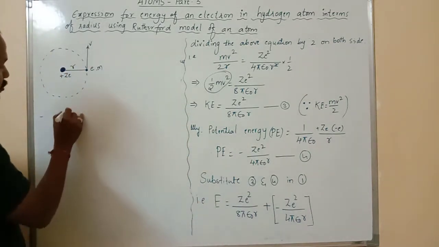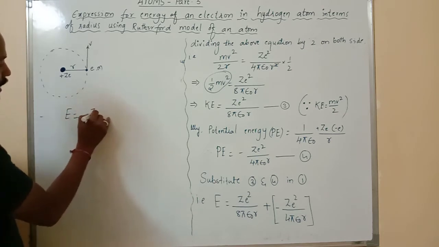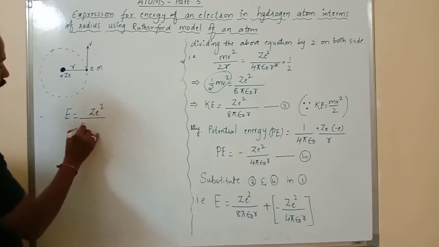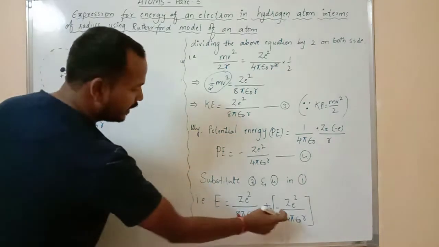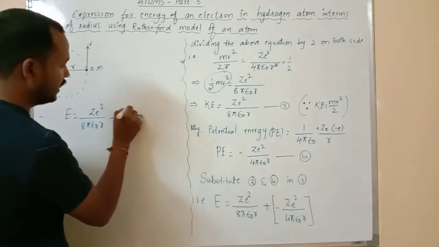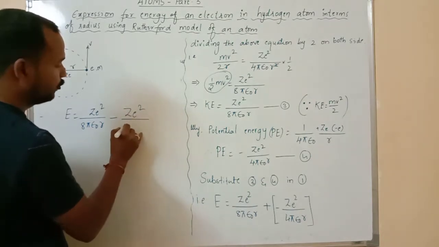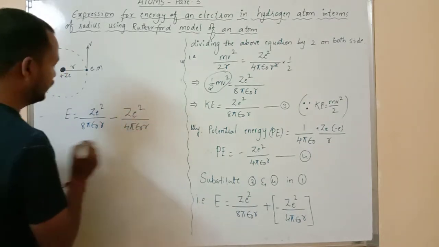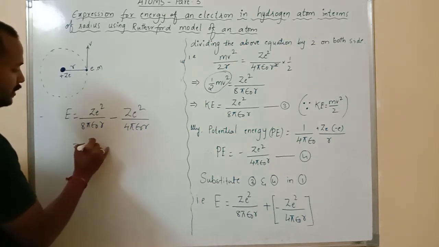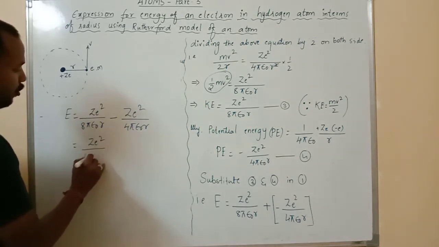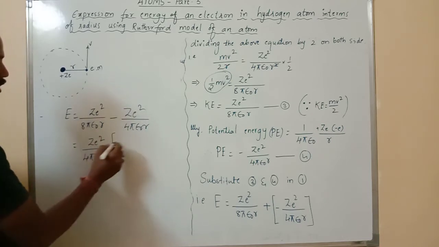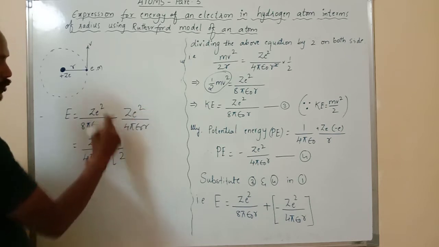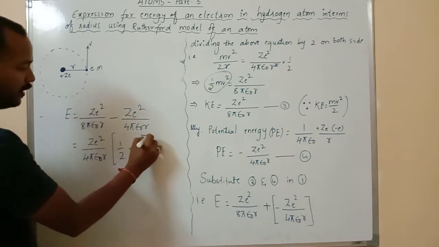So the total energy becomes what now? E is equal to Z square upon 8 pi epsilon naught R plus into minus Z square upon 4 pi epsilon naught R. So here I can take common Z square upon 4 pi epsilon naught R. So what is remaining here? If Z square upon 4 pi epsilon naught is taken common, then here 1 by 2 will remain, and this whole term taken outside is minus 1.